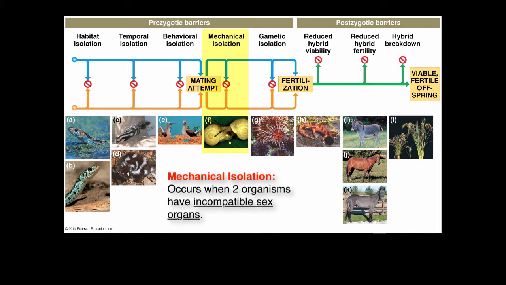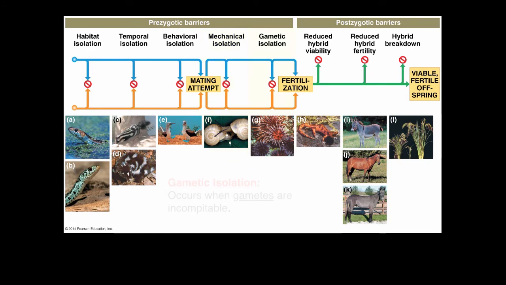Okay, a second kind of post-mating but pre-fertilization barrier is gametic isolation. Gametic isolation is usually involved with some sort of incompatibility of gametes. For example, if the enzyme of a sperm cannot penetrate the egg, fertilization cannot occur.